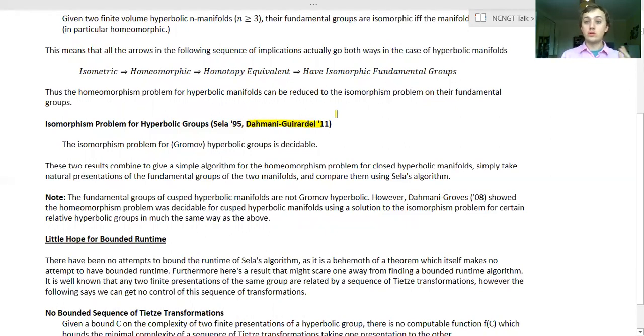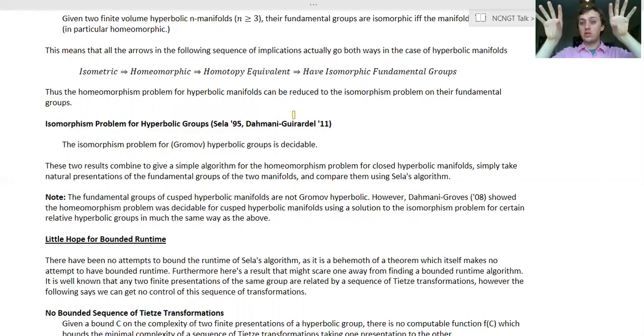So these two results combine, at least in the closed case, to give a simple algorithm for the homeomorphism problem for hyperbolic manifolds. If you're given two closed hyperbolic manifolds as triangulations, you can look at the two-skeleta of those triangulations. That gives you a presentation for both the fundamental groups. Then you can just use this algorithm on their presentations to compare them. If they're the same, the manifolds have to be the same. If they're different, the manifolds have to be different. And that's it, that's the algorithm for the homeomorphism problem for closed hyperbolic manifolds.